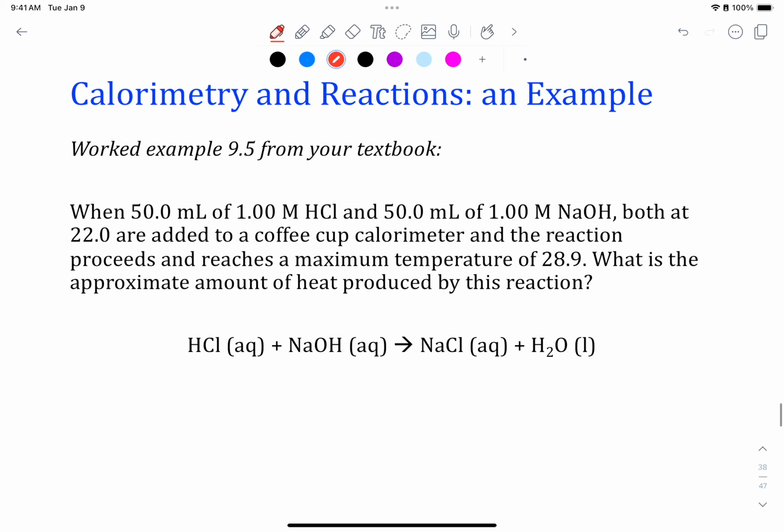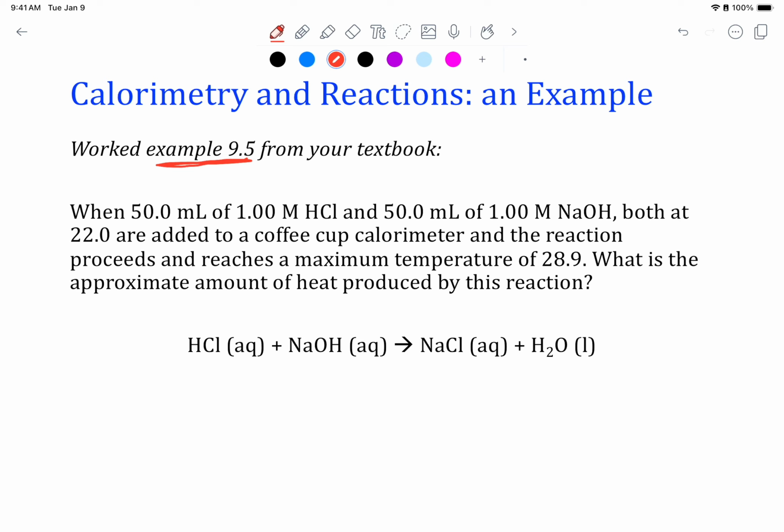I think the best way to think about these reactions and relating them to calorimetry is to just do an example. So this is worked example 9.5 from your OpenStax textbook. So if you get a little lost or have a little bit of confusion, please go there and we can follow along with the worked example in your textbook.